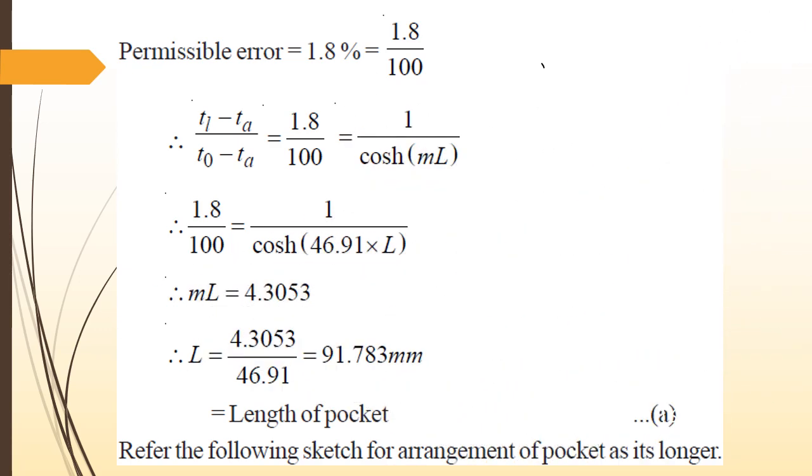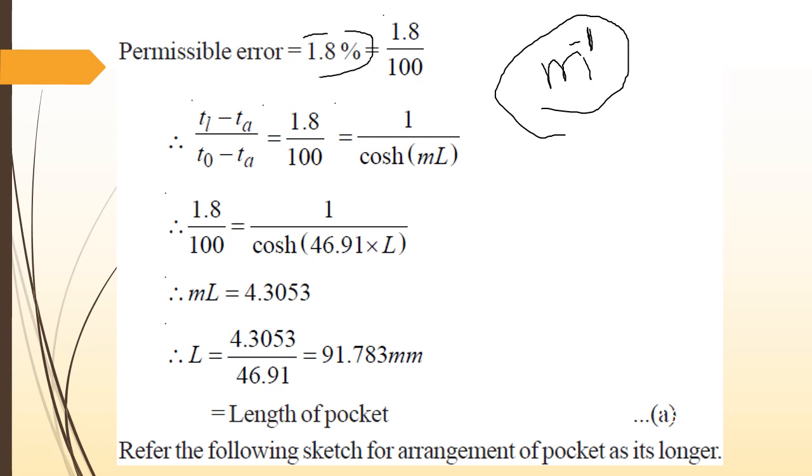Friend, this calculation of m is very important. If fin constant m is wrong, in that case your entire numerical is with wrong answer, and the unit of m is meter inverse, that is fin constant.